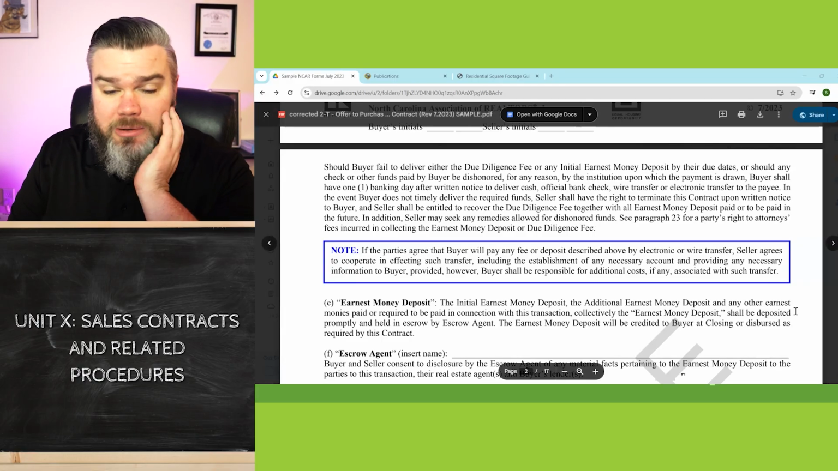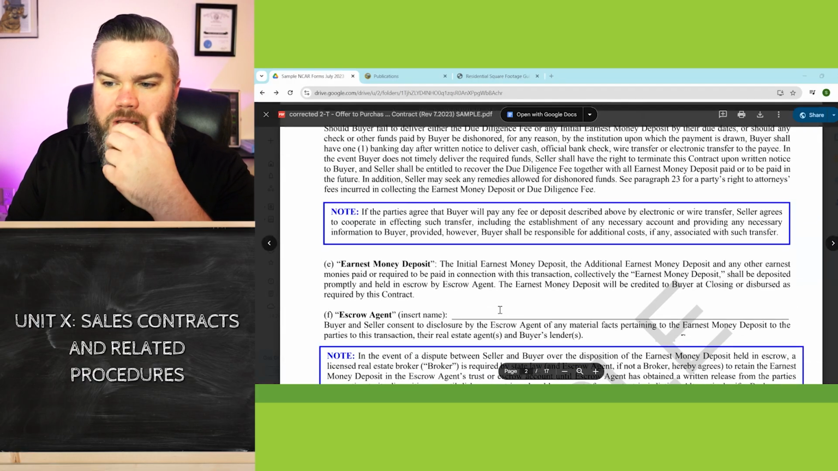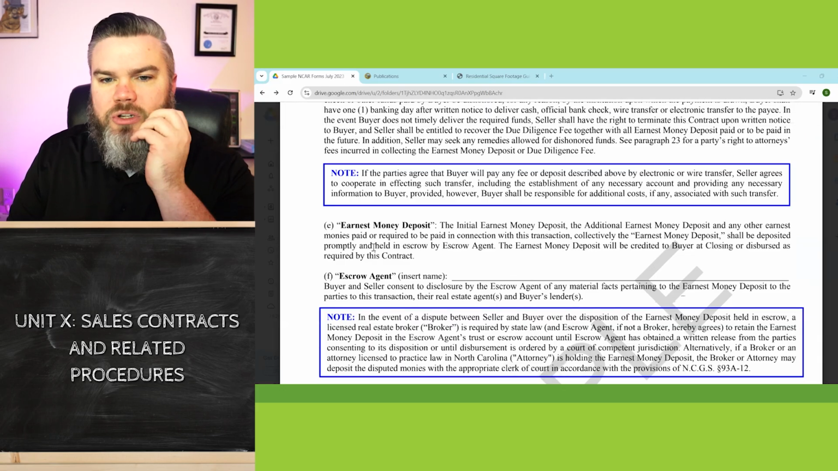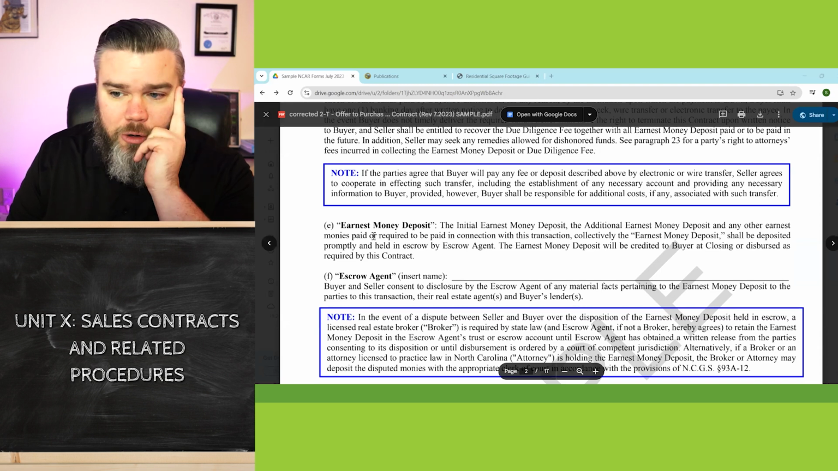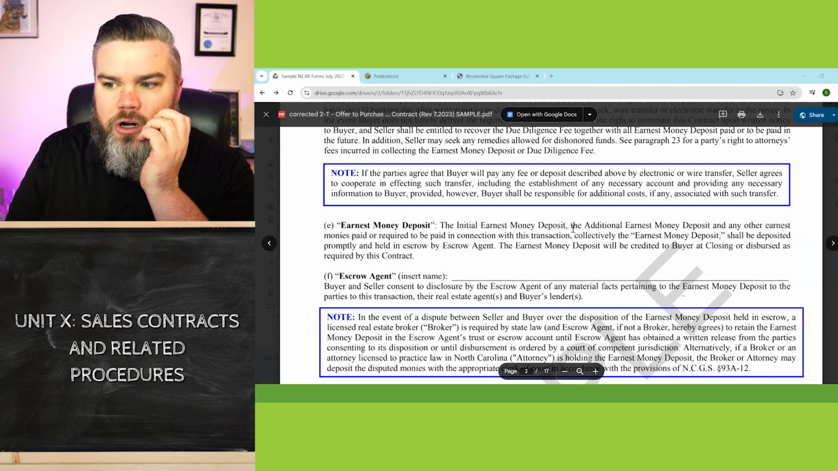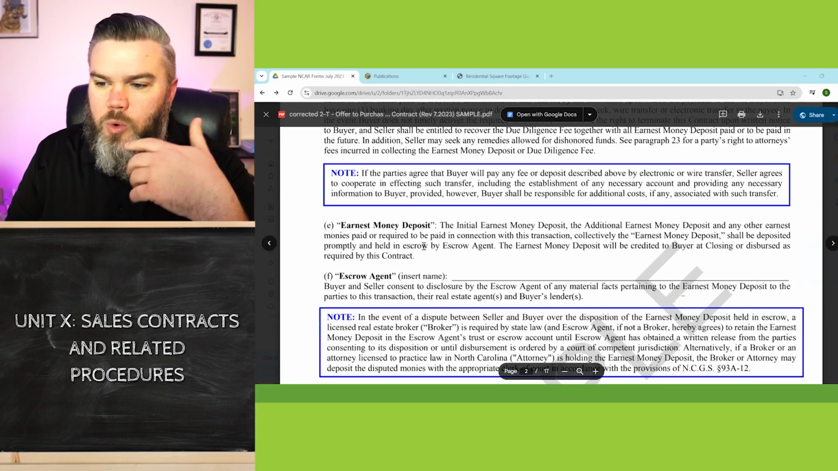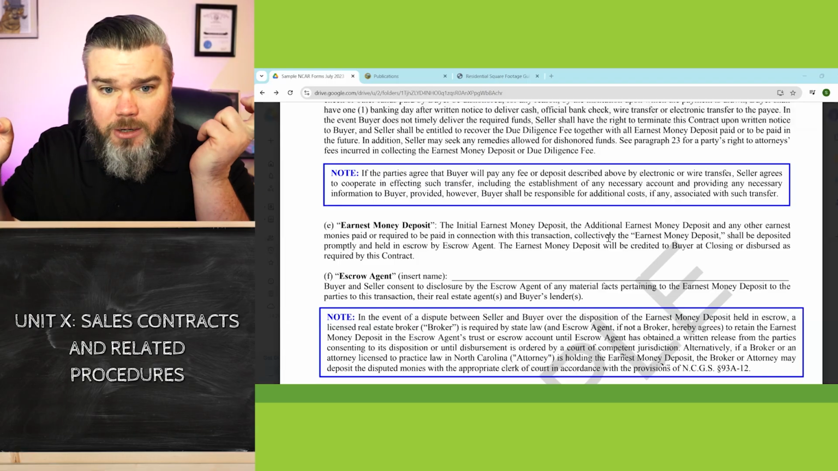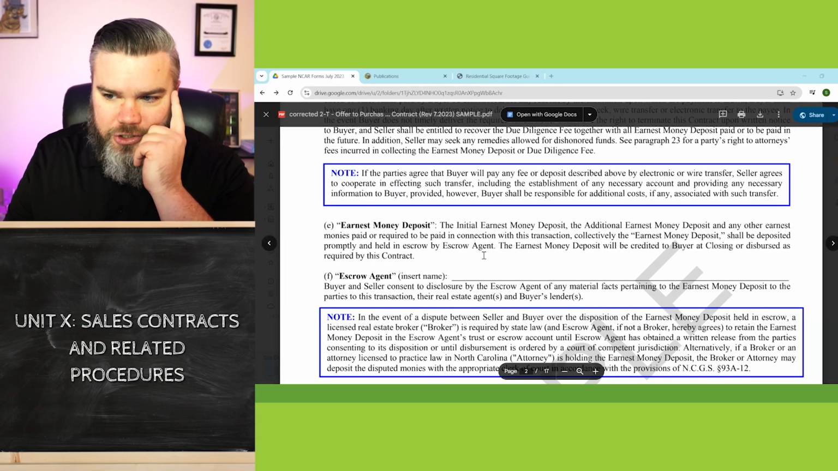Because this is arguably going to be some of the most testable pieces of this contract, I'm going to focus on this piece right here first, the earnest money deposit. Even though due diligence is what we talk about first on the contract, this is kind of going out of order, but it's okay. The initial earnest money deposit, the additional earnest money deposit, and any other earnest monies paid or required to be paid in connection with this transaction, collectively just called the earnest money deposit, shall be deposited promptly and held in escrow by escrow agent.